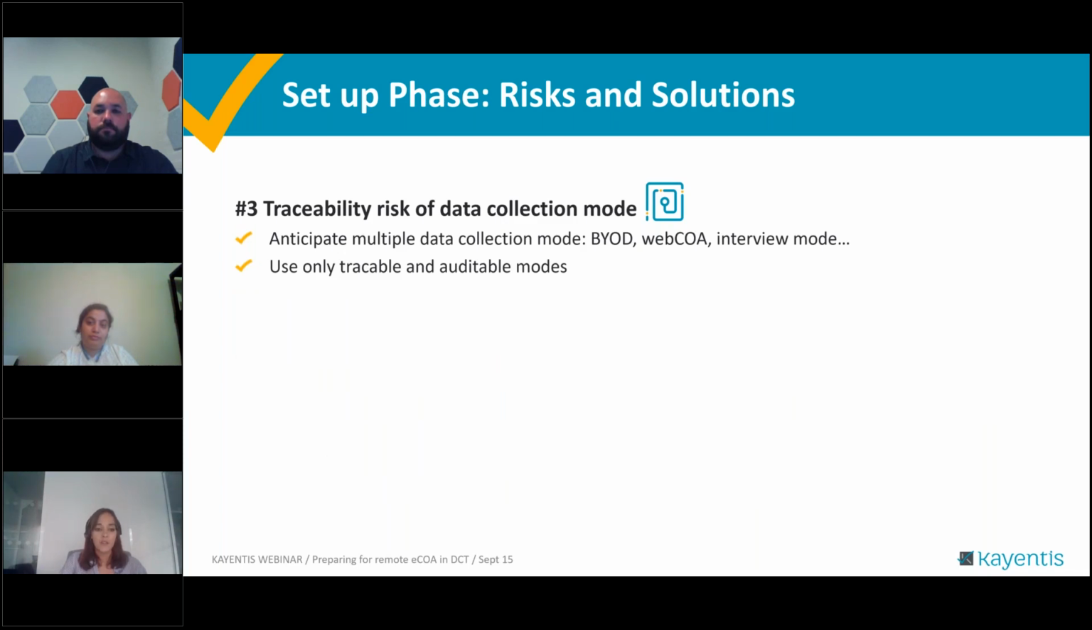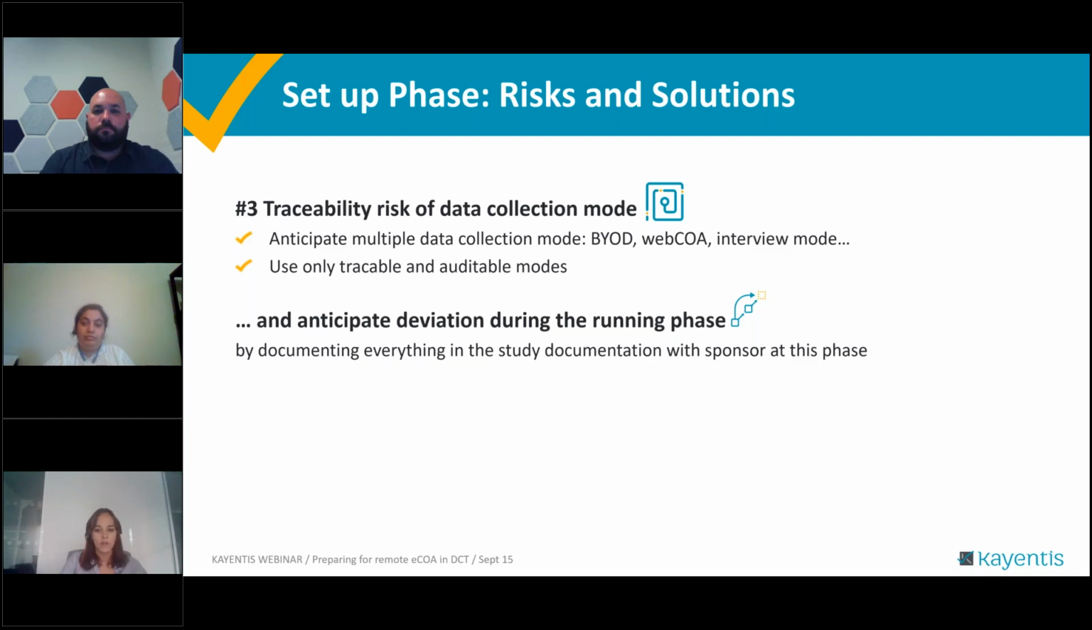Another important thing is the traceability risk of the different data collection modes. As I already mentioned, it's really important to have backup modes and to anticipate, in the beginning of the study, multiple data collection modes, such as BYOD, eCOA, or interview mode. Why? Because if the main mode is not available, we will avoid losing data. We also need to use only traceable and editable modes. Of course, we need to document all this in the beginning of the study with the sponsor to anticipate any deviation during the running phase.